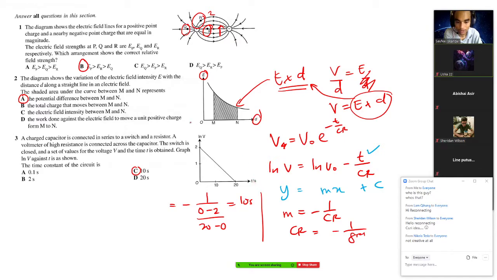So remember, when you see ln V, they have actually changed the exponential graph into a linear graph.